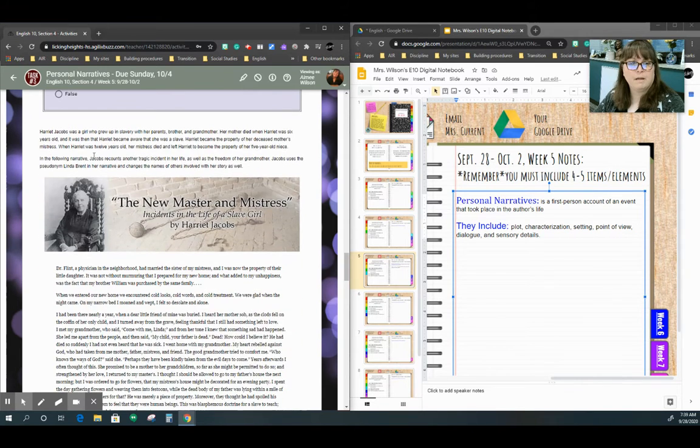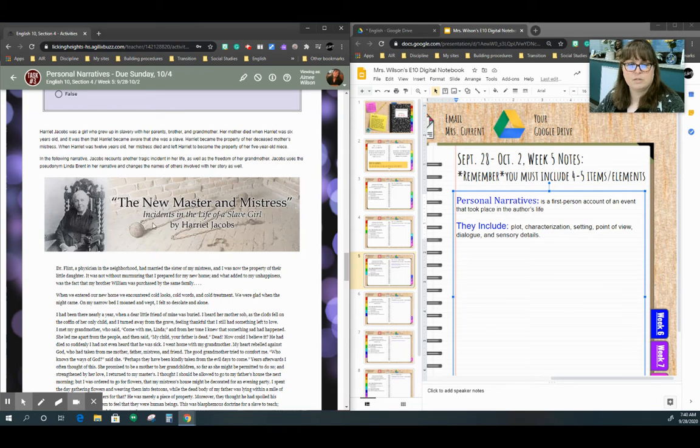Okay, moving on. Harriet Jacobs was a girl who grew up in slavery with her parents, brother, and grandmother. Her mother died when Harriet was 6 years old, and it was then that Harriet became aware that she was a slave. Harriet became the property of her deceased mother's mistress. When Harriet was 12, her mistress died and left Harriet to become the property of her 5-year-old niece. Can you imagine? In the following narrative, Jacobs recounts another tragic incident in her life, as well as the freedom of her grandmother. Jacobs uses the pseudonym Linda Brent in her narrative and changes the names of others involved in her story as well. So she changes the names, but the events are real.